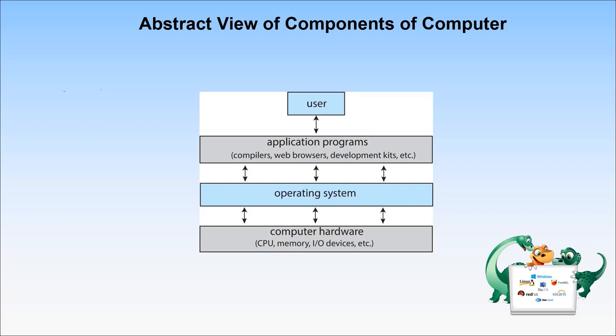There are debates about what is included in the operating system: just the kernel, or everything the vendor ships. Consider the distinction between system applications and third-party or user apps. Basically, the user interacts with the application program, traversing through the operating system and to the hardware. No user can communicate directly with the computer hardware, so it should pass through application programs and the operating system.